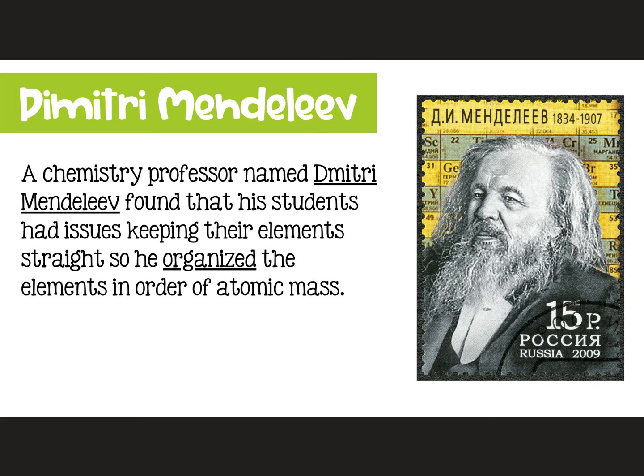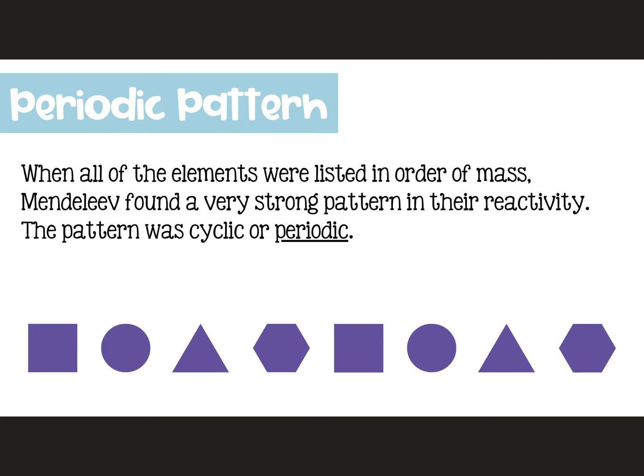Then came along a chemistry professor named Dmitri Mendeleev, who found that his students had issues keeping their elements straight. So he ended up organizing the elements in order of their atomic mass. When all of the elements were listed out in order by their mass, Mendeleev found a very strong pattern in their reactivity. The pattern was cyclic or periodic, which means it repeated every so often.